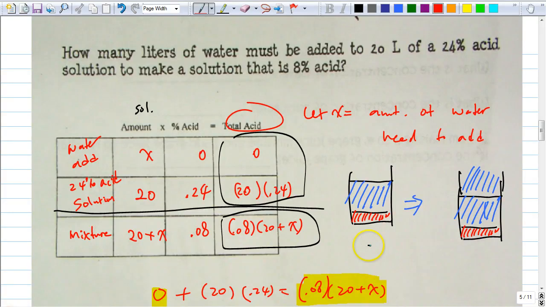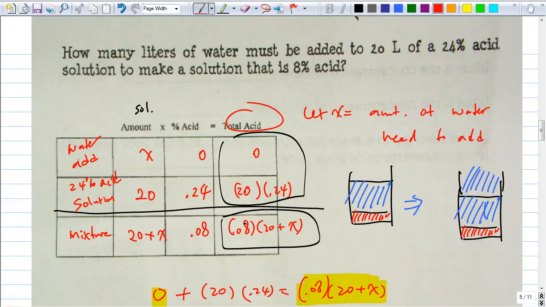Excellent. And I like how you said 0 plus. Because would this be always 0, guys? No. On your homework, depends on what you're adding, right? It could be some acid solution, right? The amount of acid could increase. Does that make sense? Yes? And we want it equal to our amount of acid from the mixture. We get this. Okay, go ahead and solve.